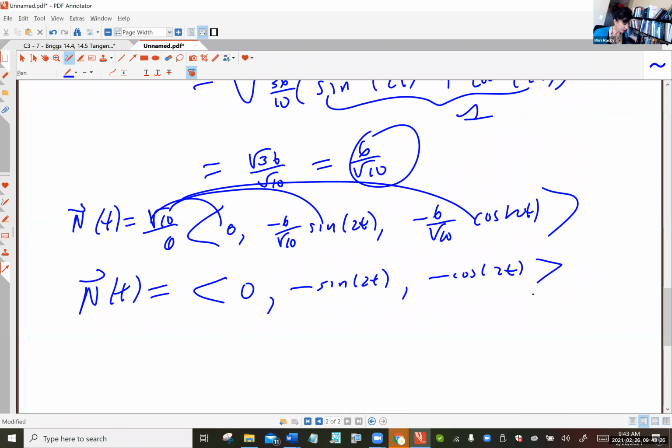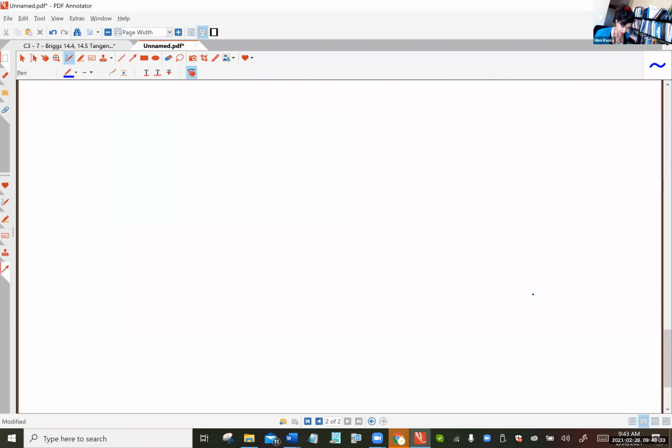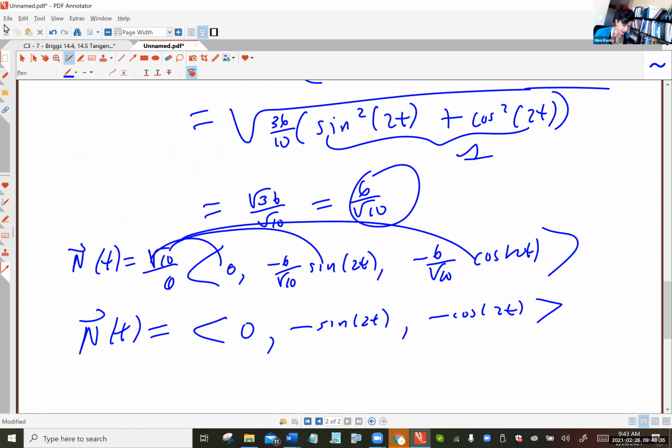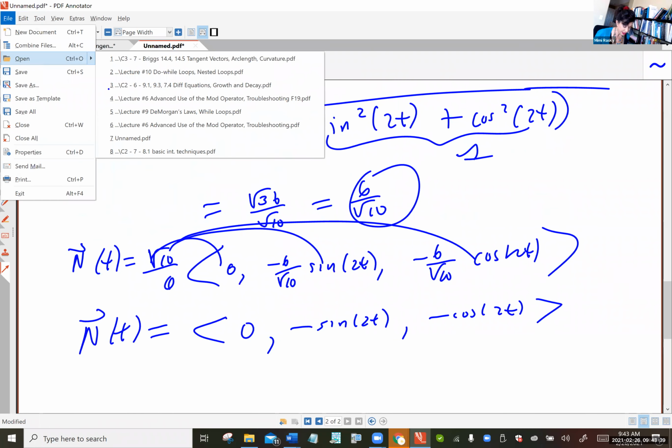Yay, success. Okay, I'm going to start arc length and we'll do an arc length problem or two. Hopefully everybody got on board with the big T and the big N. It's not really hard, but you got to know how to do it.